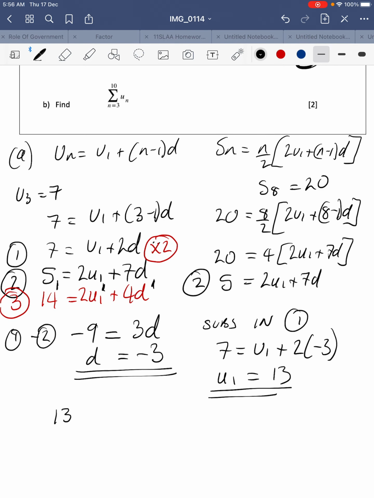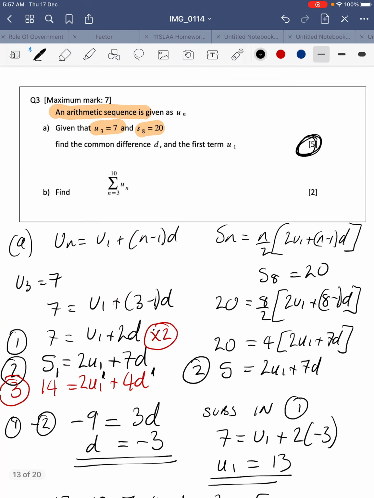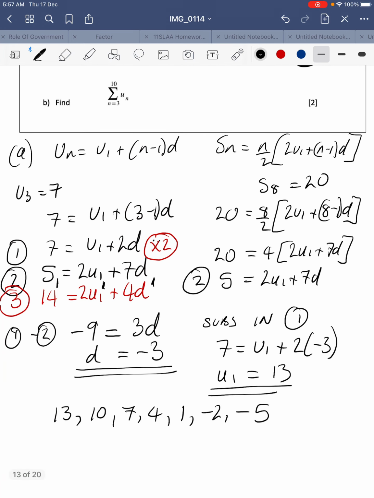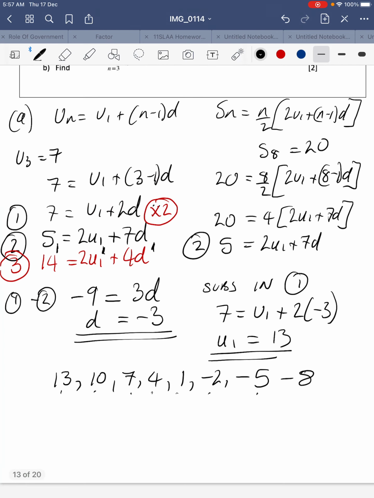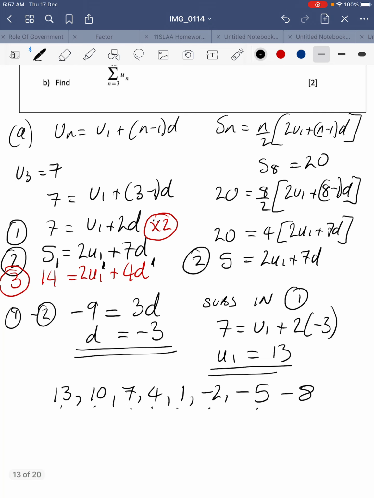The first term is 13. D is negative 3, so it goes 10. It goes 7. It goes 4. 1. Negative 2, negative 5, and then you can actually check and confirm that the sum of the 8 terms is 20. So you've got 1, 2, 3, 4, 5, 6, 7, 8, and you will see indeed that the sum is 20. And once we've got that, we can go to part B.